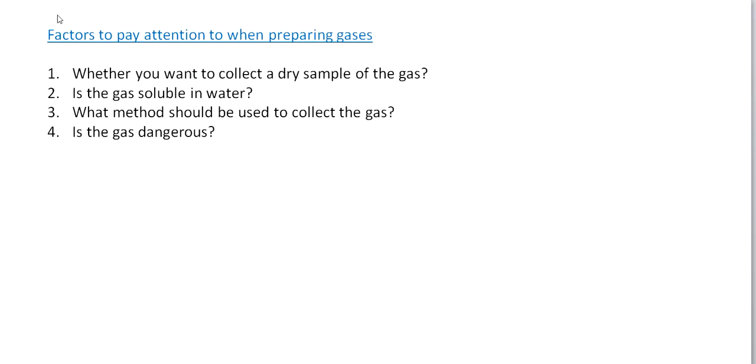Now, there are several factors that we need to consider when preparing gases. First thing that we need to consider is whether you want to collect a dry sample of the gas or not. Second thing that we need to consider is if the gas is soluble in water. For example, ammonia gas is very soluble in water. The third factor is what method should we use to collect the gas. And the fourth factor is whether the gas is dangerous or not. Because if we are preparing a gas that is dangerous, we need to do it in a fume cupboard.